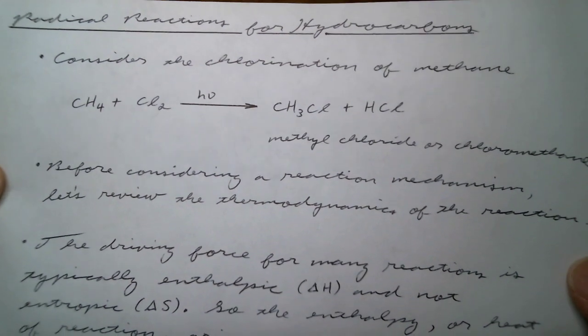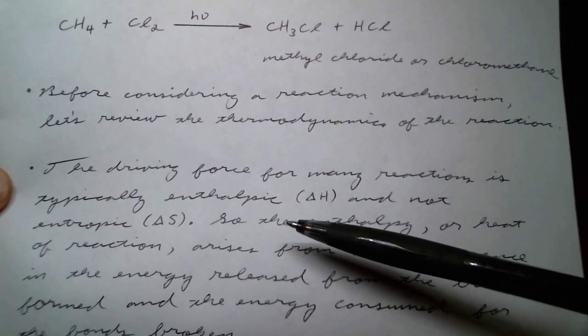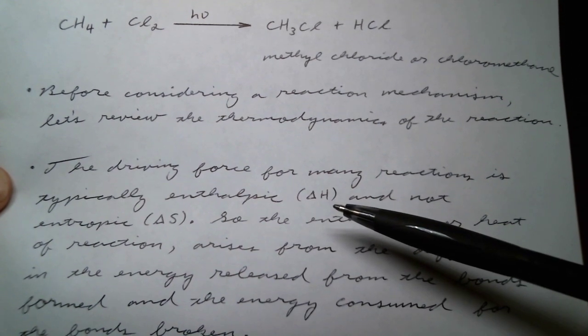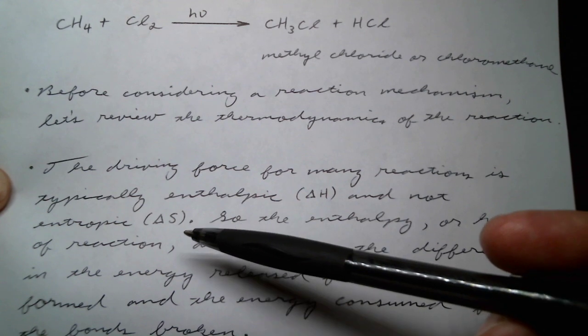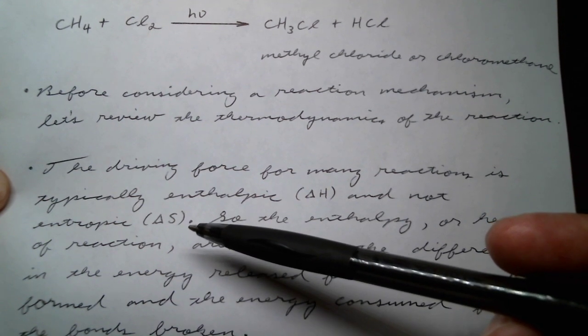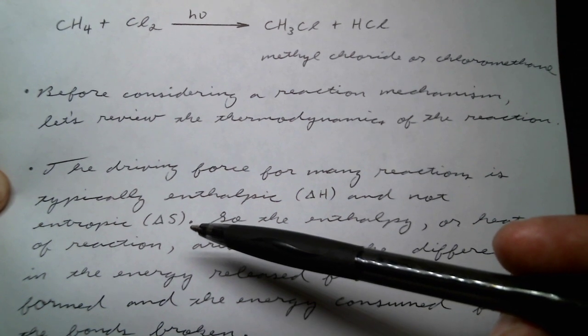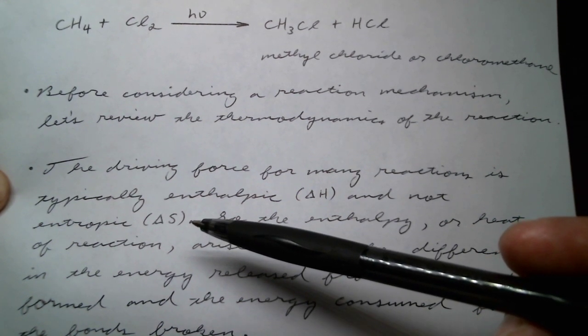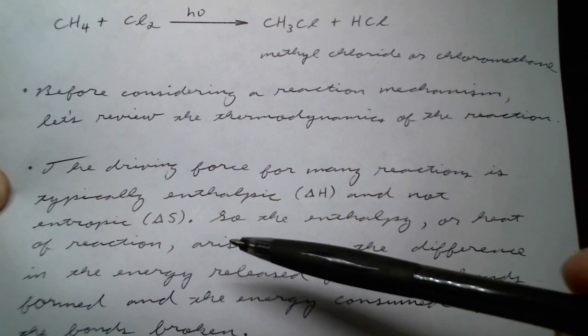The driving force for many reactions is typically enthalpic. So what do I mean? Delta H, and not entropic, delta S, because Gibbs free energy depends on delta H and delta S. The change in Gibbs free energy is equal to delta H minus T delta S.